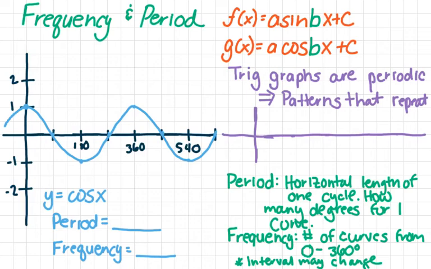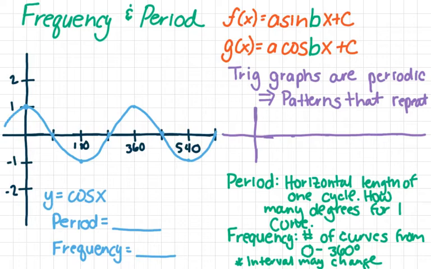Next up is frequency and period. Until now, we have only looked at the values of sine x and cosine x functions between 0 and 360 degrees. However, it is possible for trig functions to have values beyond that range. For example, it is possible to take the sine of 720 degrees or the cosine of negative 180.